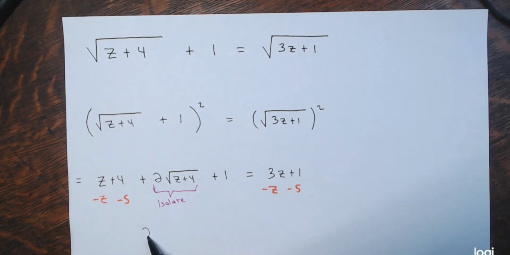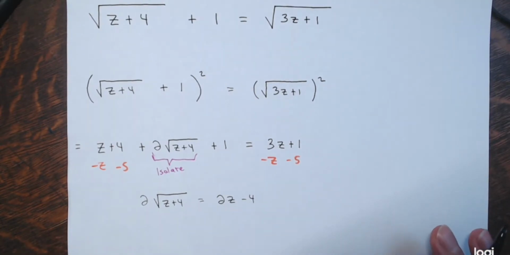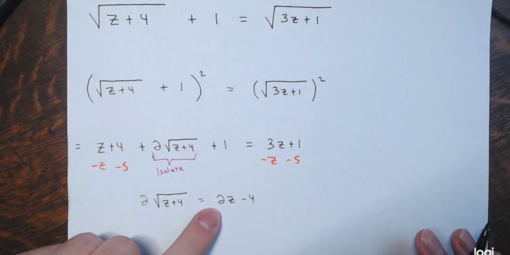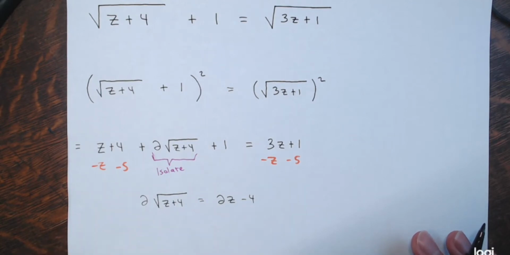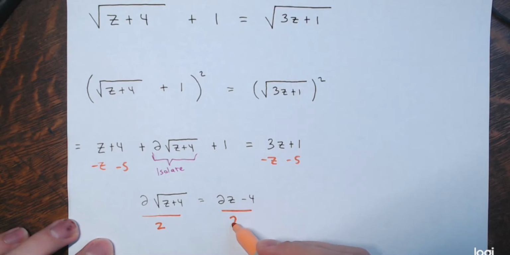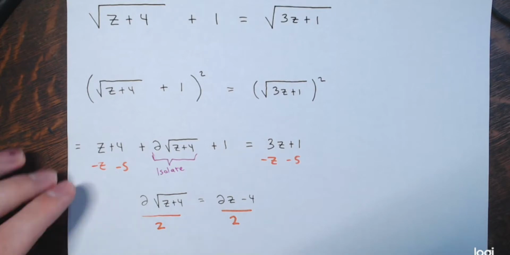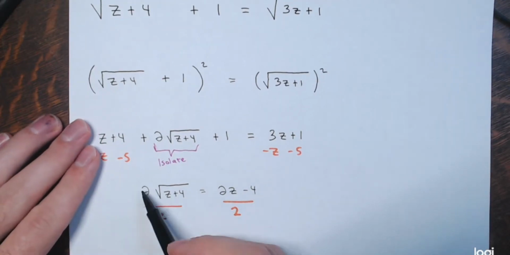Alright, so then I'd have 2 times the square root of z plus 4 on the left, and 2z minus 4 on the right. Now something I'm noticing that didn't happen in the first example is that both sides have a factor of 2 in common. So I'm going to divide both sides by 2. You don't have to do this, but I'm going to do that for this one because I'm noticing every single term has a coefficient that's a multiple of 2. 2's cancel over here, leaving me with the radical alone.